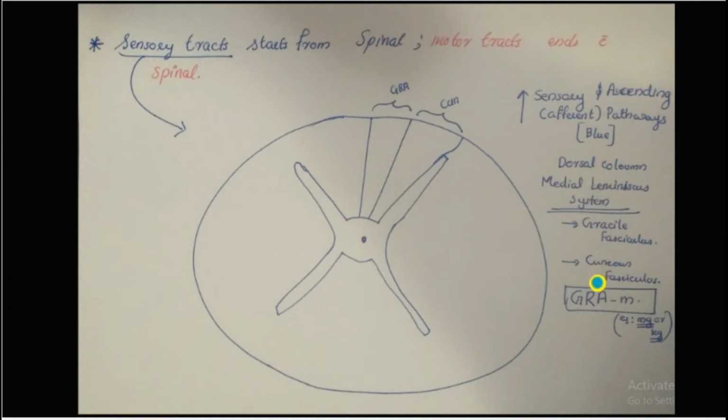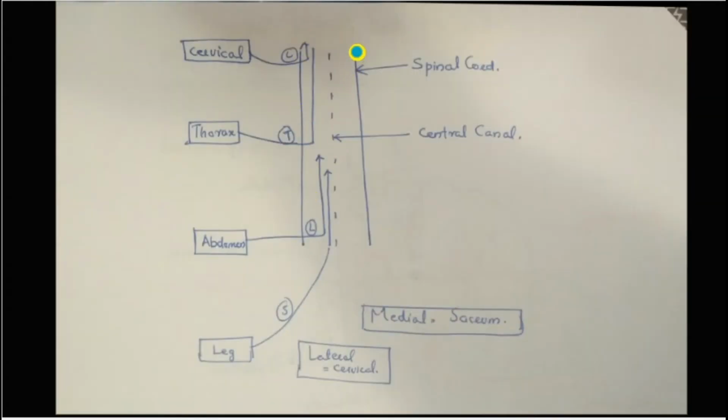So if you are confused which one is the medial position, gracilis or cuneatus, just write the word gram. We know the weight: milligram, kilogram. So if you write the word gram, GRA stands for gracilis, and the last letter M stands for medial, so you won't be confused again. So I am drawing the gracilis fasciculus and the cuneatus fasciculus in the dorsal column.